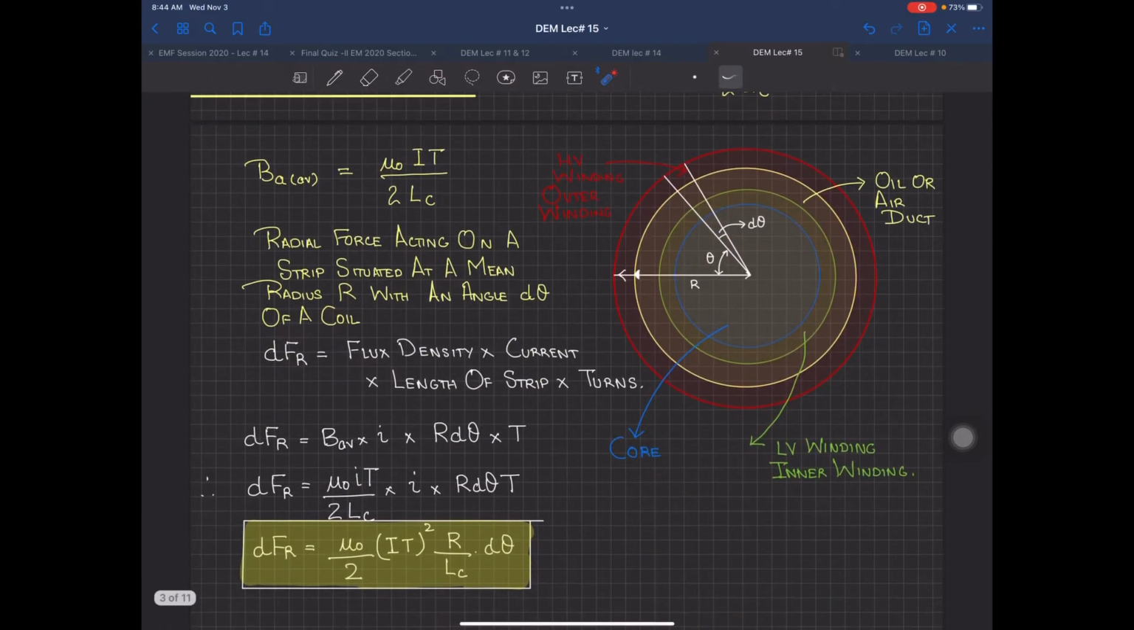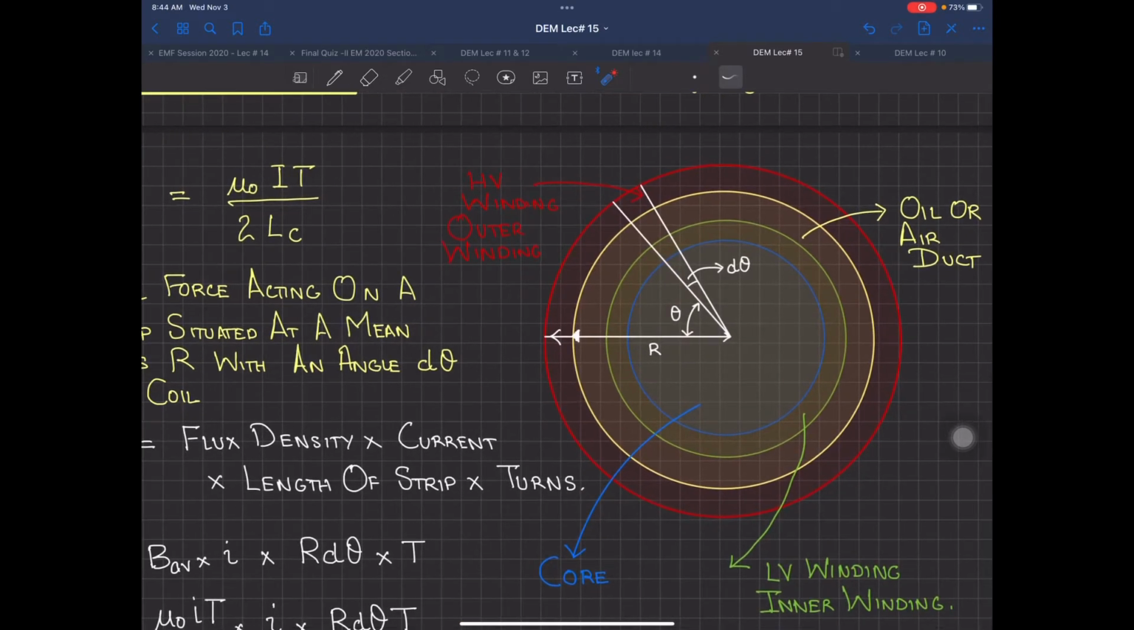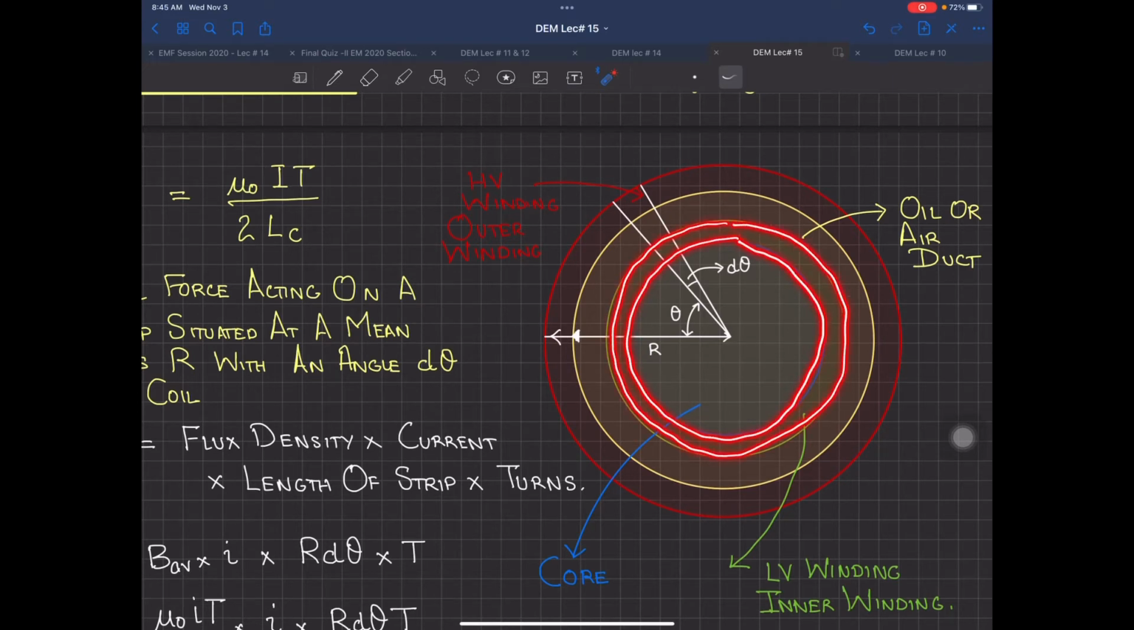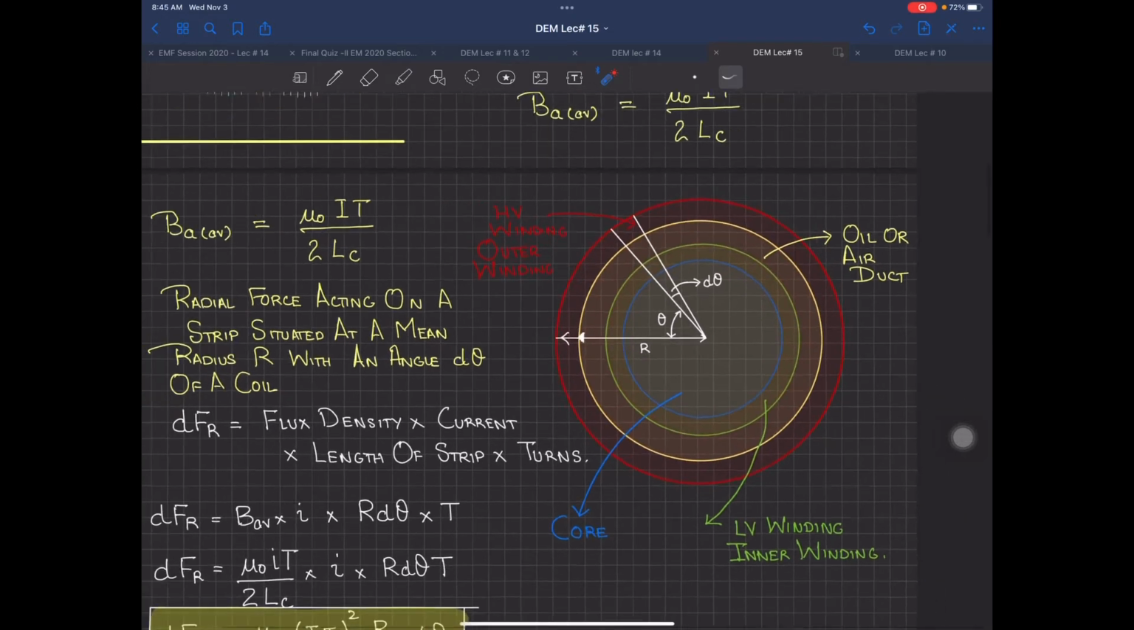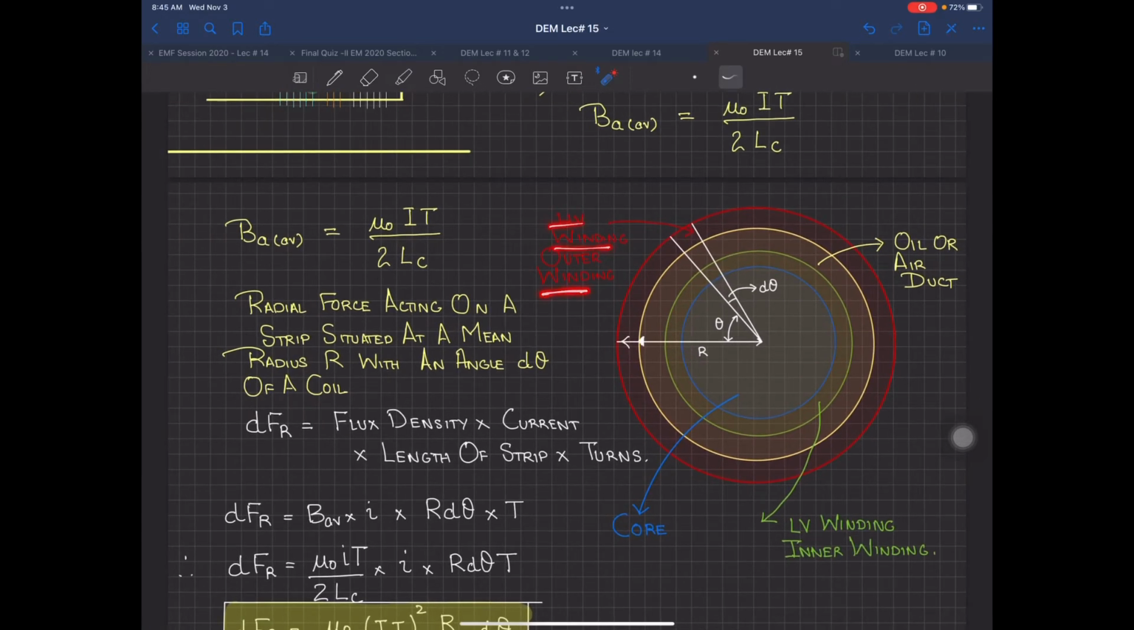Now, since the axial field is going to produce radial forces, I have now shown the cross-sectional view of one limb. This inner one is the core, the cylinder. This is the inner low voltage winding, then the oil duct over here, and then the high voltage winding over here, like this. So you can see I have marked this one. This is the high voltage winding, the outer winding. This is the low voltage winding, the inner winding. This is the oil or the air duct, and this is the core.